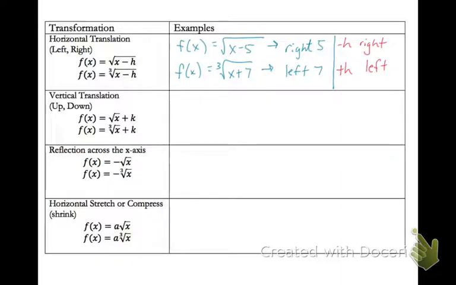Vertical translations up or down. So if we add a value outside of the root function, or in this case subtract, it will move the graph down.